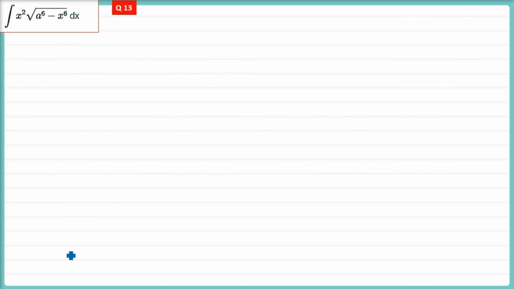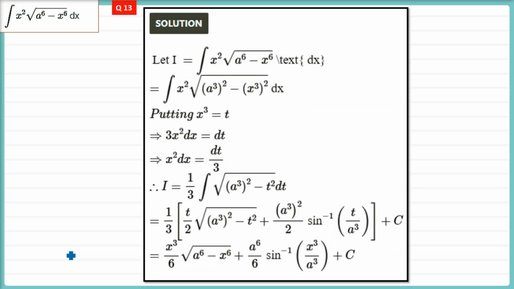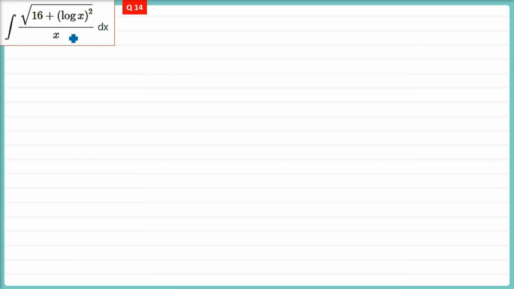Now how are we going to do this? This is the reference for you. You can do it by yourself also. This is a good question actually: 16 plus log x whole square divided by x. Now we know differentiation of log x is 1 by x. So if we take this as t equal to log x and differentiate, dt by dx will be what? 1 by x. Dx will go up, so dt will be equal to dx by x.